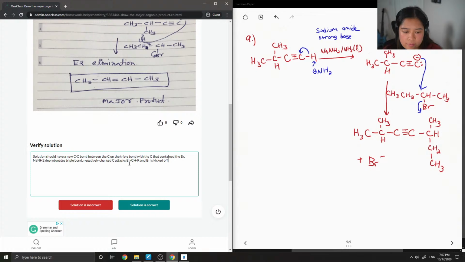the solution should have a new carbon-carbon bond between the carbon on the triple bond with the carbon that contained the bromine. The sodium amide deprotonates the triple bond, and then that negatively charged carbon attacks the bromine CH and then R group, and then the bromine is kicked off.